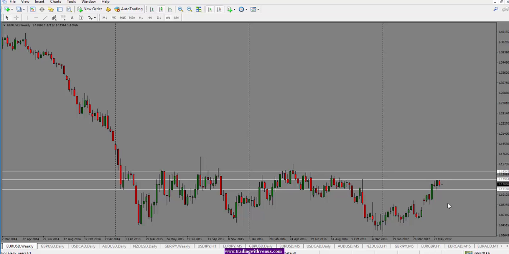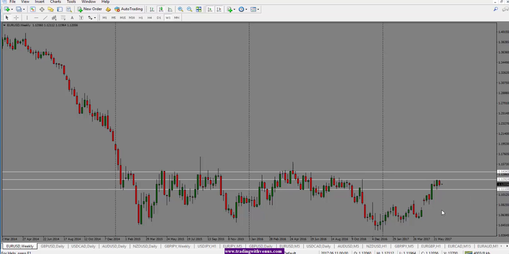So this is the range we're looking for price to trade in this week as well, and we'll have to look for a break out of this range before we can see any true direction for the euro. In this case, since we have rejected the top of the range 3 times, we may see the price come towards the bottom here. So the bottom would be 1.1100.